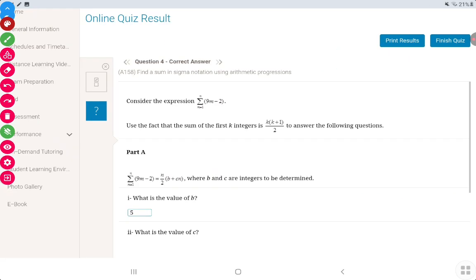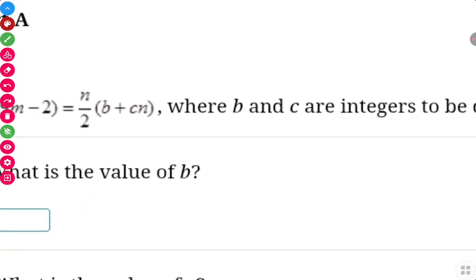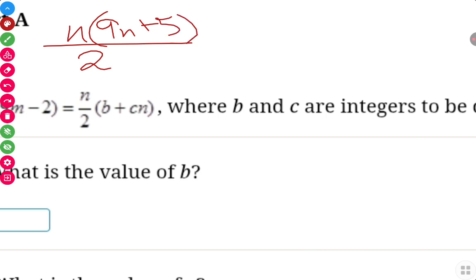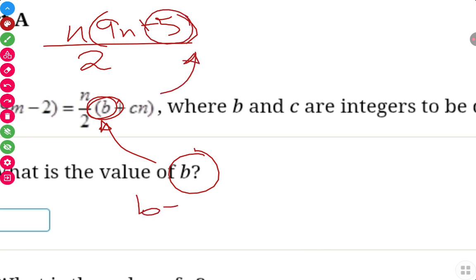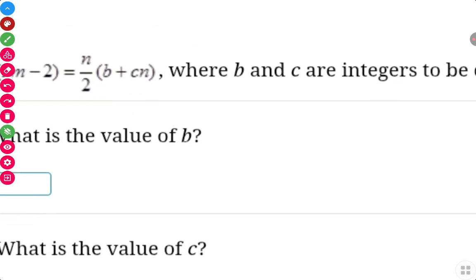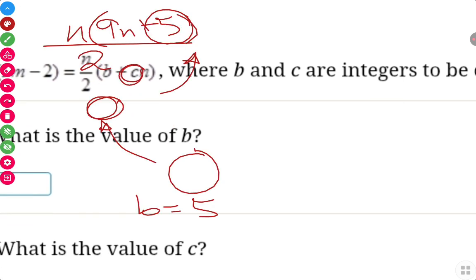Now that we go to the question, they want it in this form, okay? We got n over 2 times 9n plus 5. So they want us to know what b is. If we go to the question, b is the number in the brackets that's alone without a variable, without n. So we go to our brackets. The number in the brackets that's alone without n is 5. So b is equal to 5. And then they want us to find c, which in the question is the number attached to the variable. So the number attached to the variable n is 9. So c is equal to 9.